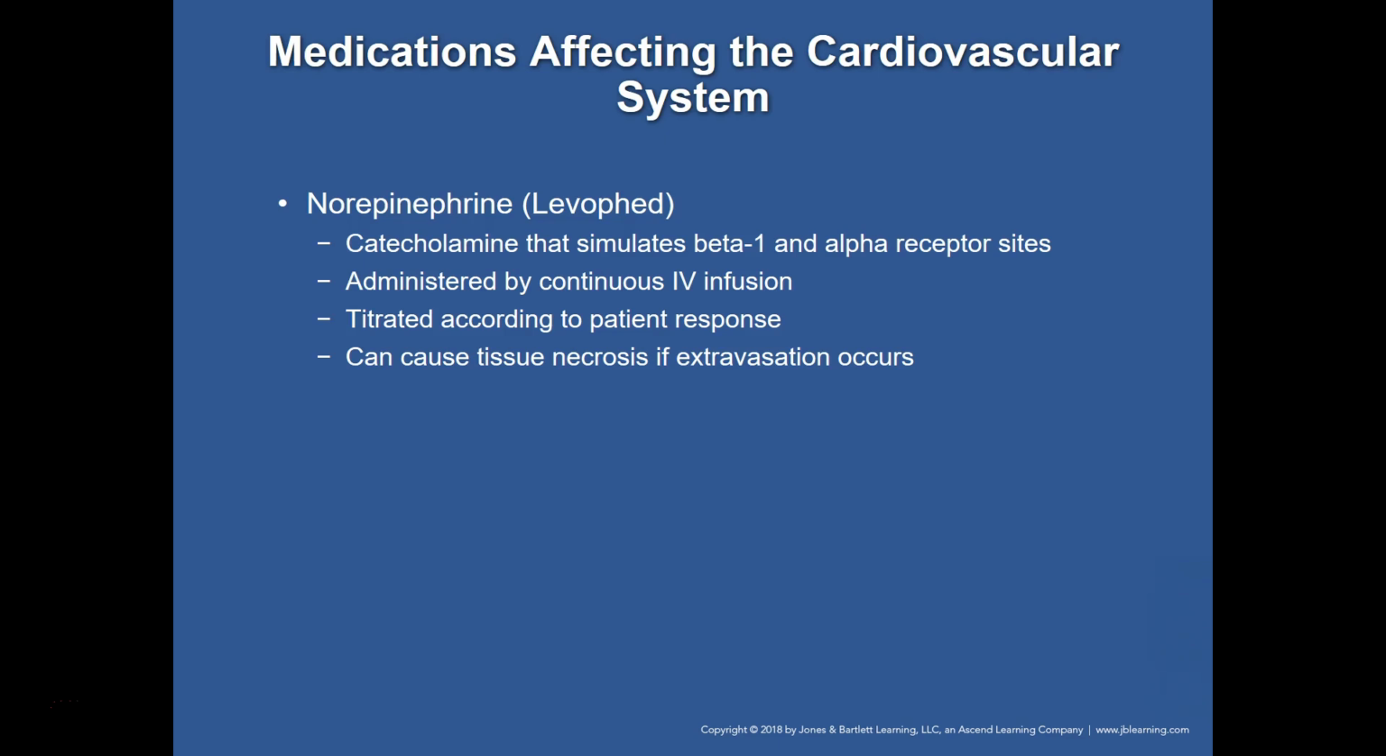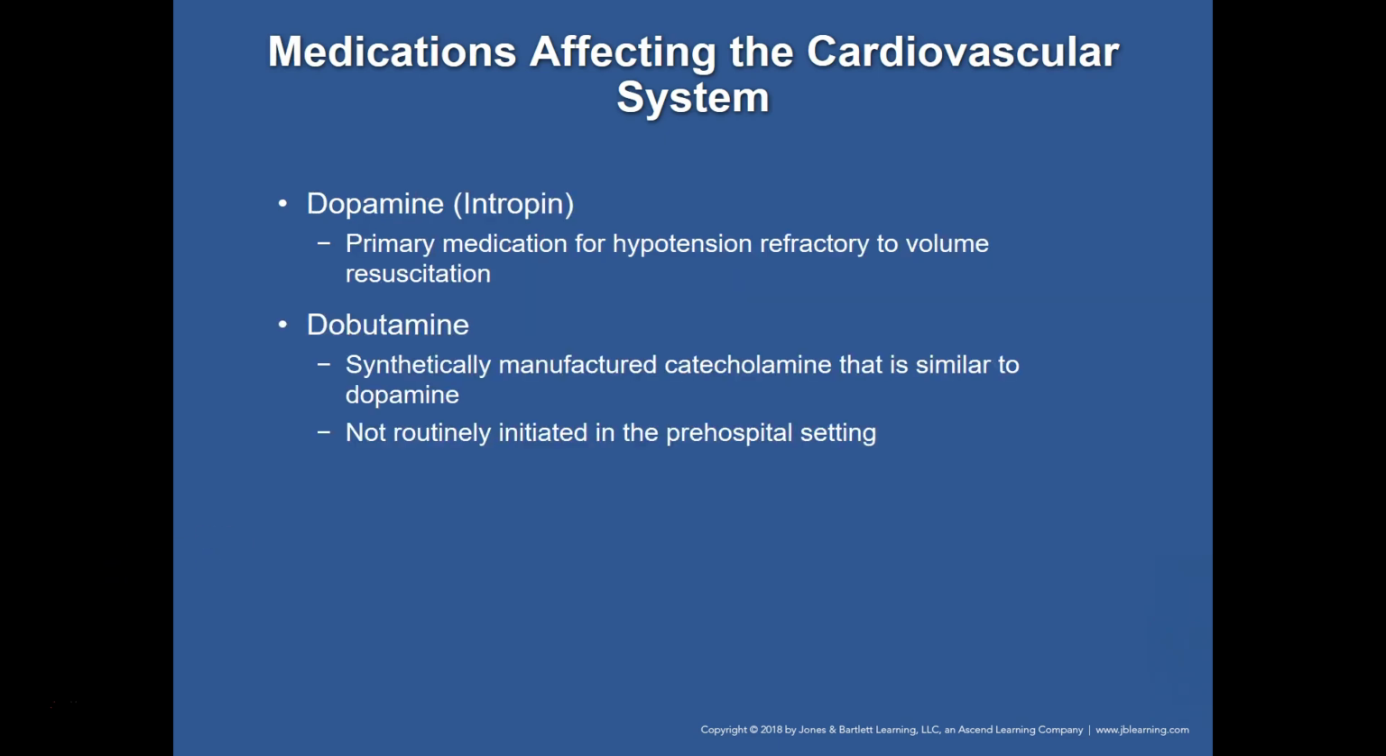Norepinephrine, also called Levophed, is a catecholamine that stimulates beta 1 and alpha receptor sites. It's given by continuous IV, titrated according to patient response, and it can cause some tissue necrosis if you're not careful with it. Dopamine is another one of those drugs that we use. Primary medication for hypotension, refractory to volume resuscitation.